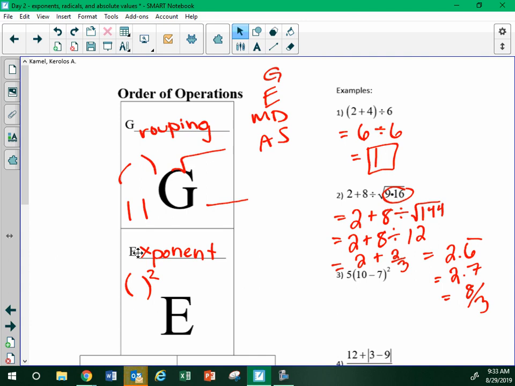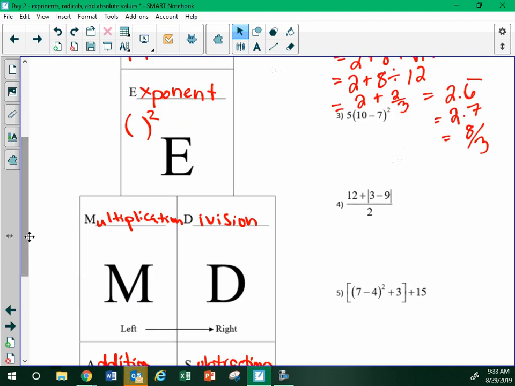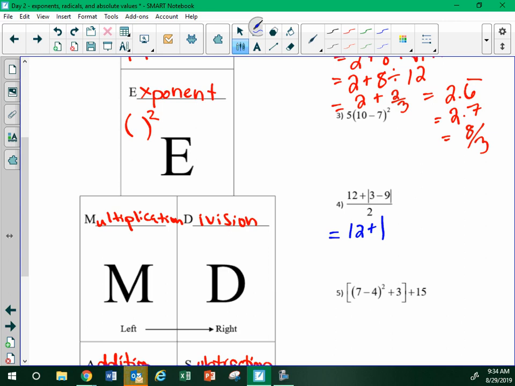Okay, let's take a look at a little more complicated one. Let's take a look at number 4. So number 4, for our grouping, we have these absolute value bars we have to do. Okay, so I'm going to do 12 plus. Inside, 3 minus 9 gives me -6. We still have to deal with the absolute value. So we have 12 plus, what is the absolute value of -6? 6. Okay, awesome. So we've taken care of the absolute values, right?